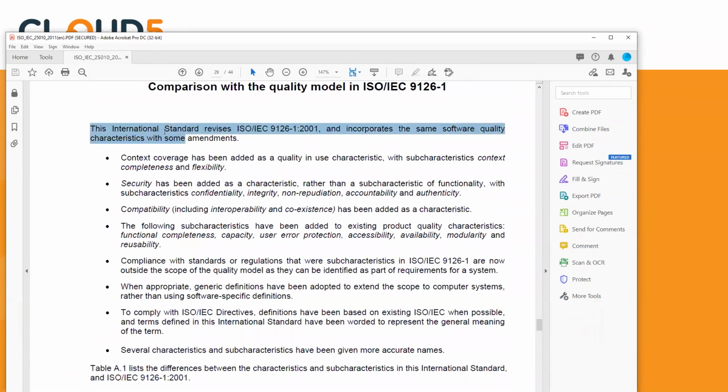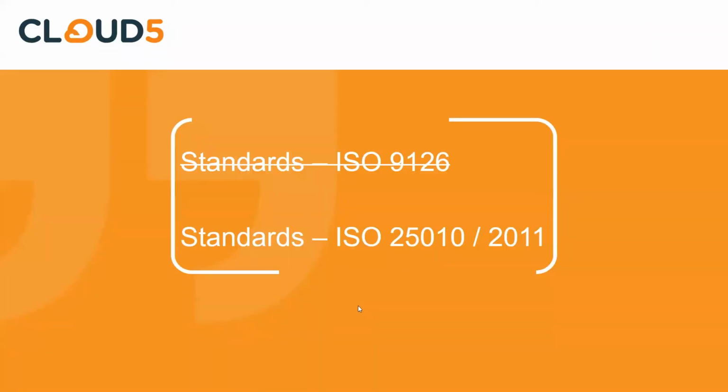There you go. This international standard revises ISO 9126. How cool is that? So not only are we not doing the old standard, there's now a new standard that makes the old standard obsolete. All right, no more bad news for the rest of the day.